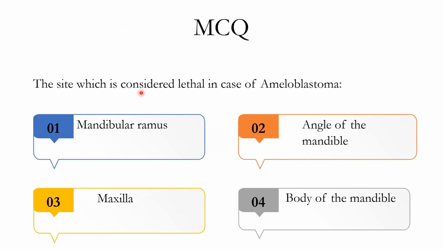The site which is considered lethal in case of ameloblastoma: is it mandibular ramus, is it angle of mandible, is it maxilla, is it body of the mandible? So I just now explained to you that soft tissue spread is a very potential complication of ameloblastoma. It could turn lethal, especially in case of maxilla, because the bone is thin and it could extend to the orbit and brain and your cranium.